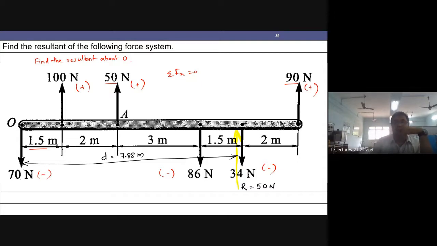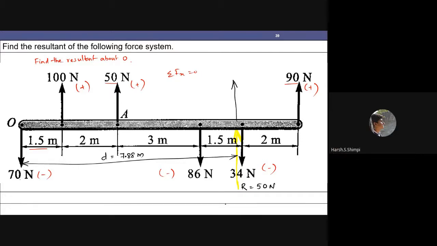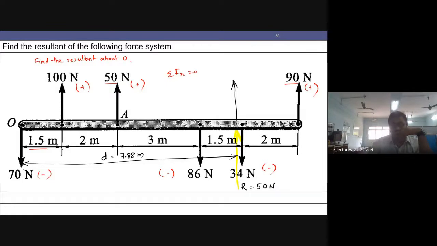And is it necessary that the resultant has to act from here only? Is it necessary? Did I show it like this so that the effect of the resultant changes? No, sir. So I can show it here also, or I can show it here. That doesn't matter. That is about the principle of transmissibility of forces, right? If you change the force along the same line, the effect of the force will not change.